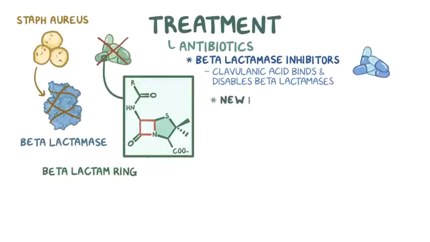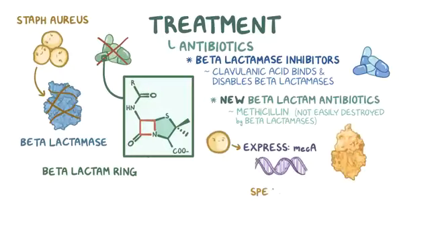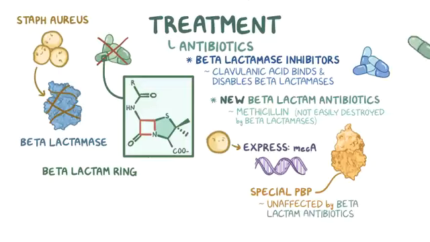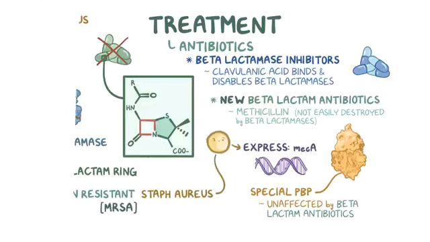In addition, new types of beta-lactam antibiotics, like methicillin, were identified that couldn't be easily destroyed by the beta-lactamases. Unfortunately, some Staph aureus strains found a way around this as well, by evolving and expressing a gene called mecA, which encodes special PBPs that are unaffected by beta-lactam antibiotics. Methicillin and older penicillins can't physically fit into them, rendering them ineffective. These methicillin-resistant Staph aureus strains are called MRSA for short, and have become more common around the world.